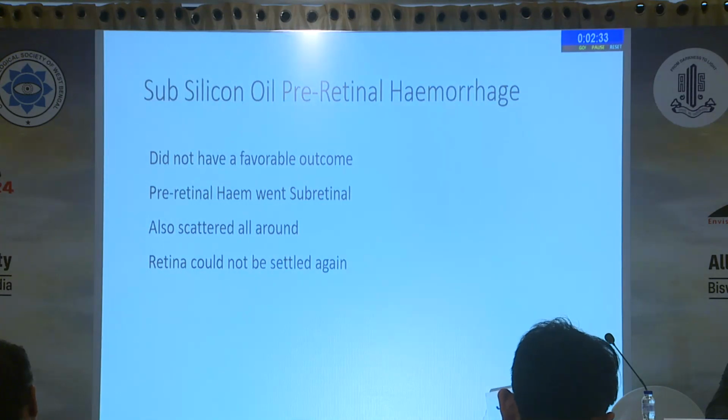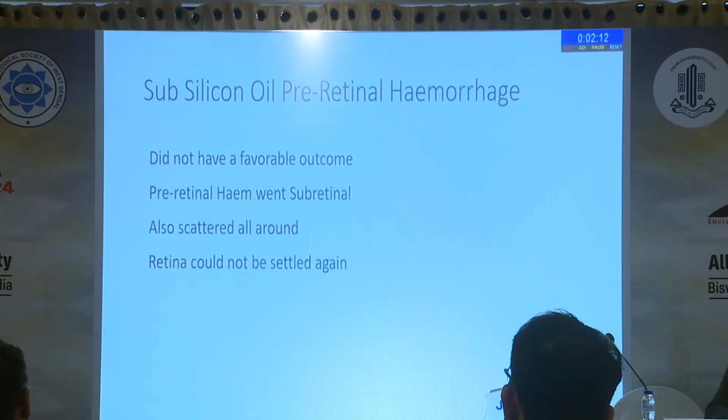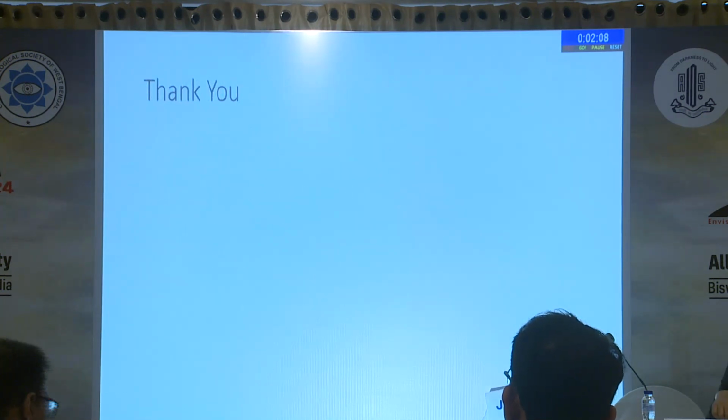Then subsilicone oil pre-retinal hemorrhage. Again, I've used it in one case, but I did not have a favorable outcome. Actually, I missed that there was still a little bit of detachment present below in that patient. The clot definitely got lysed, but the blood went subretinal through the open break which was present. It also scattered all around and the retina could not be settled again. Thank you.